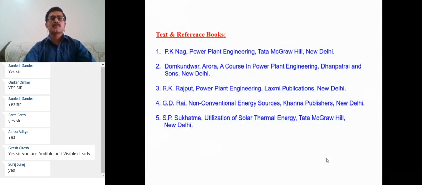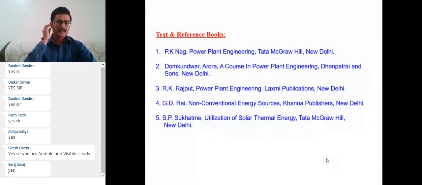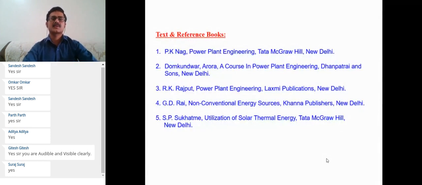Then book number 4 and book number 5. Book number 4 will essentially be helpful for unit number 4, the non-conventional power plants. Non-Conventional Energy Sources is the title of the book, and the author of that book is G.D. Rai. One of the non-conventional power plants is the solar thermal power plant. So Utilization of Solar Thermal Energy is the title of the book, and the author is S.P. Sukhatme.